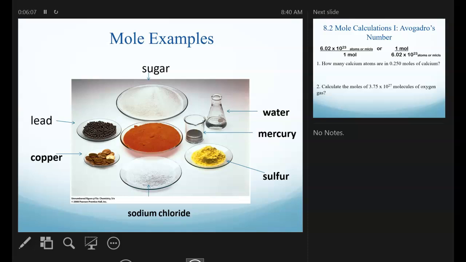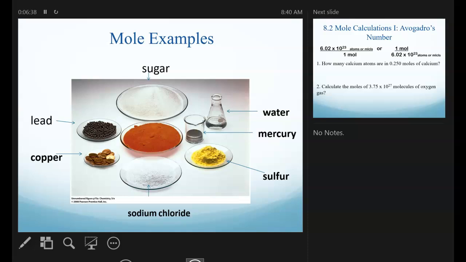All right, so that's what 1 mole of sugar looks like. That's 1 mole of lead, copper. What's going to differ between the 1 mole is the mass, right? But is the number of atoms going to differ? No. It's just that per atom, lead is a lot more massive. I think it's like 200 something, versus water, which is 18 grams per mole. Sulfur is 32 grams per mole, and so on.